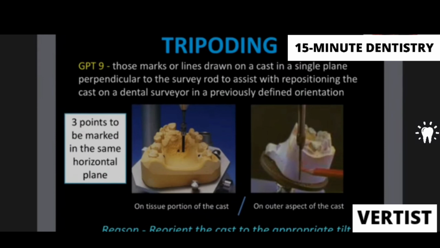So you mark specific points which are either on the tissue portion of the cast, which are not going to be a part of your design, or on the outer surface, that is the index portion of your cast. You're going to be marking points so that those points can be scribed onto, and the same kind of points have to be touched by your paralleling tool when you reorient your cast. So 3 points to be marked in the same horizontal plane, and those are going to help you to reposition your cast on your dental surveyor, and that's the basic need and reason why tripoding is done.